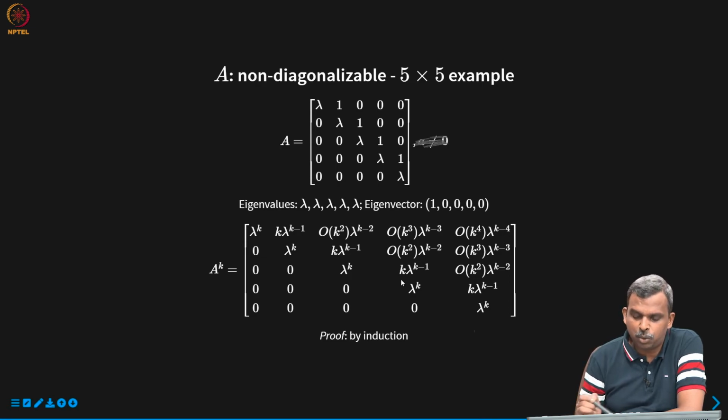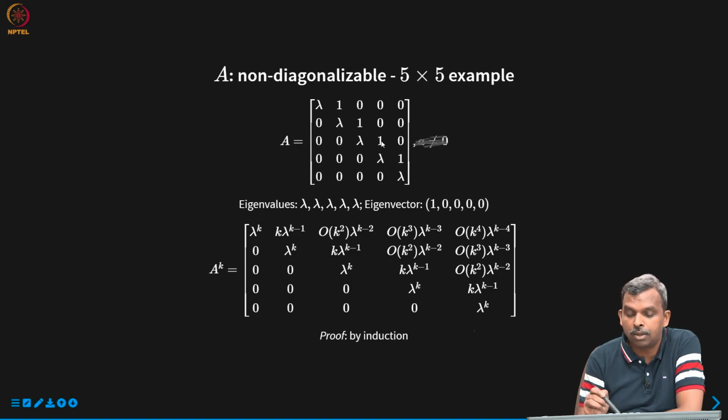Okay, so you can prove this by induction, or various other methods are there. You will get this answer. So the point is A power k has these kind of terms, k power 4 into lambda power k minus 4, and then lambda power k shows up, and then k power something shows up. Okay, so this is what happens for matrices of this form, lambda on the diagonal and ones on the off diagonal. Okay, so you might rightfully ask, what about other forms of this matrix?